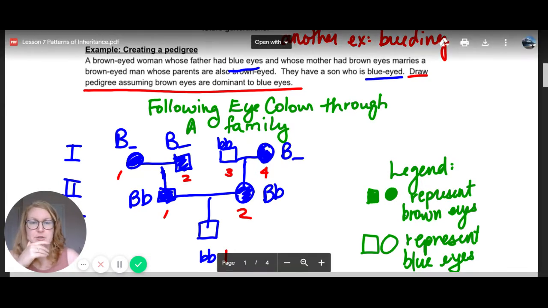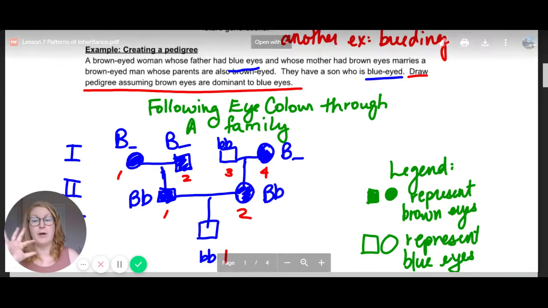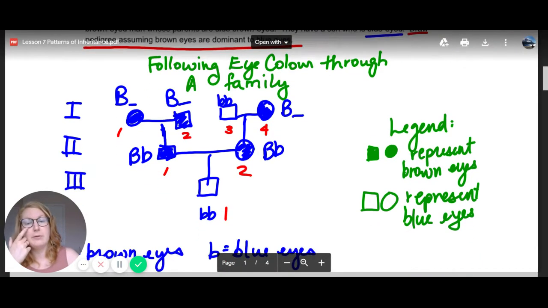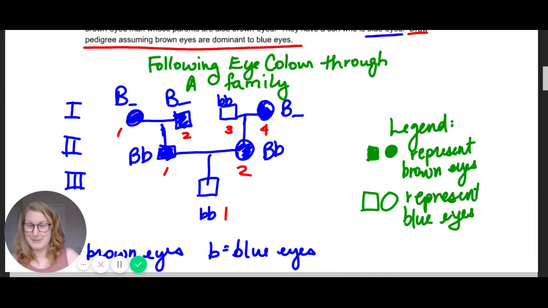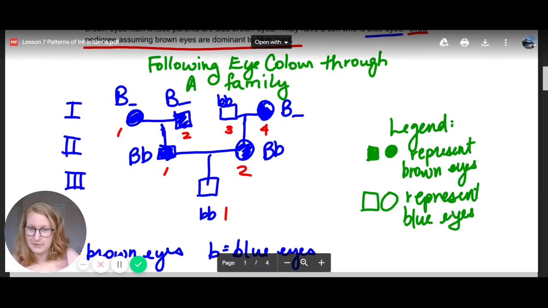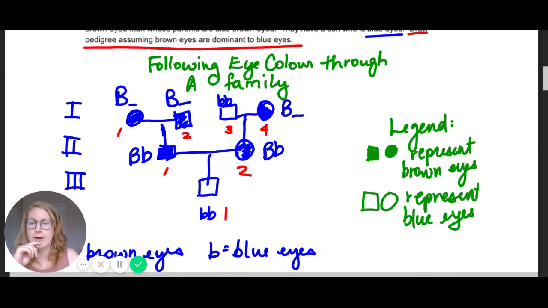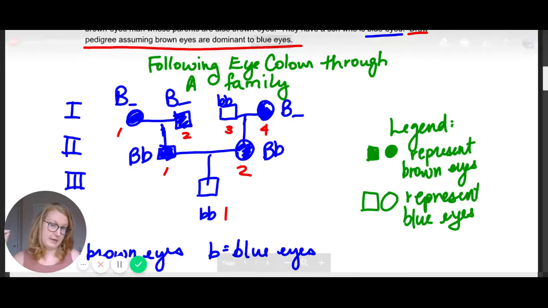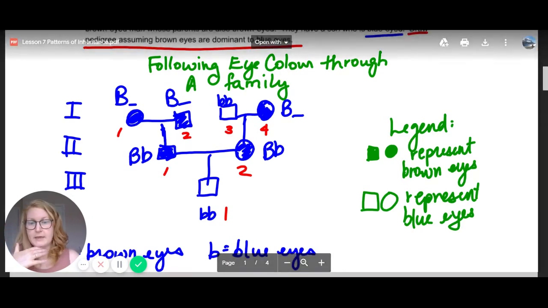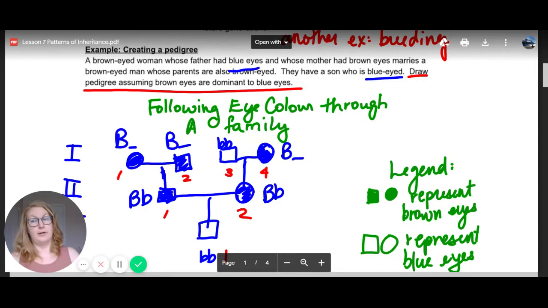I might actually choose to start with the grandchild, the most recent person, just because his is very simple. They have a son who is blue-eyed. Again, I've said that blue eyes are recessive, right? Brown eyes are dominant to blue eyes. So I would almost start my pedigree by doing this person first. He's the only person in the third generation that we know about. So I would draw him in using a square with an open box, not shaded, because that's the recessive trait.